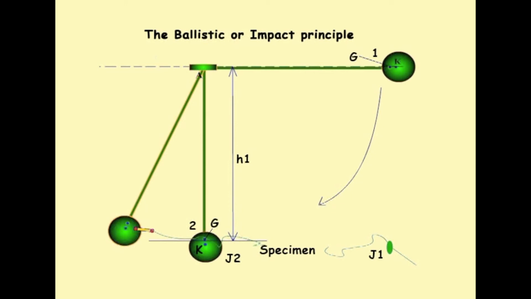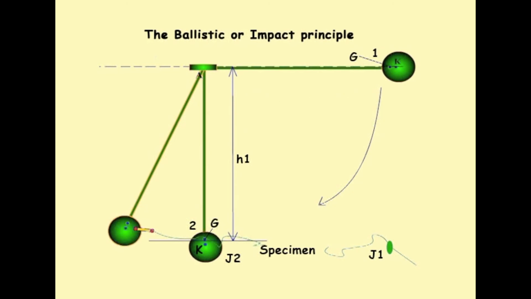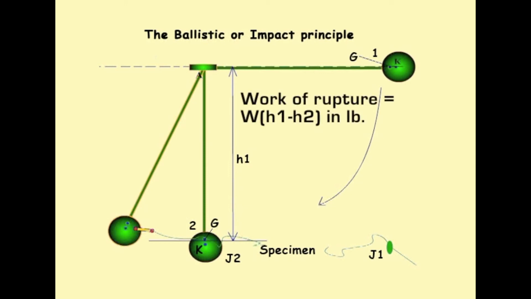Then let us take h2 to be the height of the center of gravity above its lowest point. The potential energy in this position is W into h2, that is in inch-lbs. Thus, the difference in the potential energies in position 1 and 3 is the energy or work required to break the specimen. Therefore, work of rupture is equal to W into (h1 minus h2) inch-lbs.